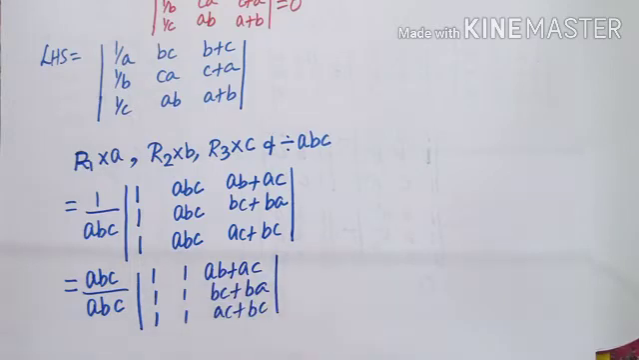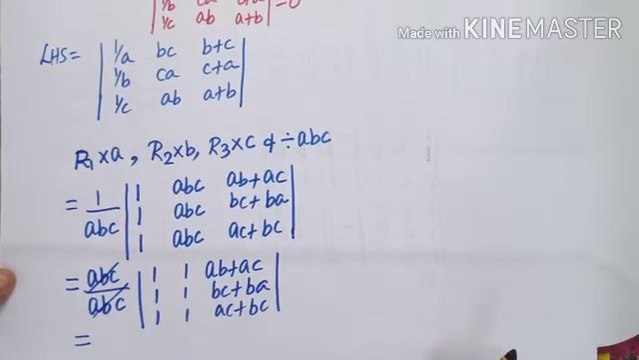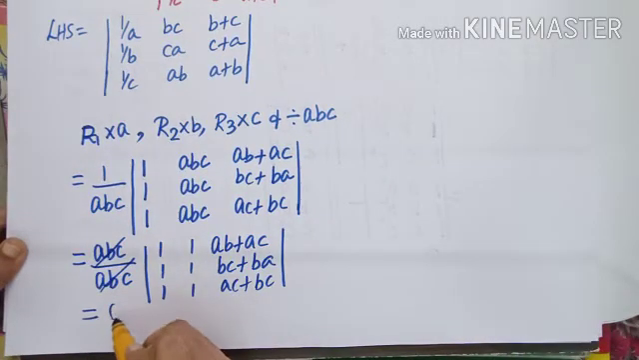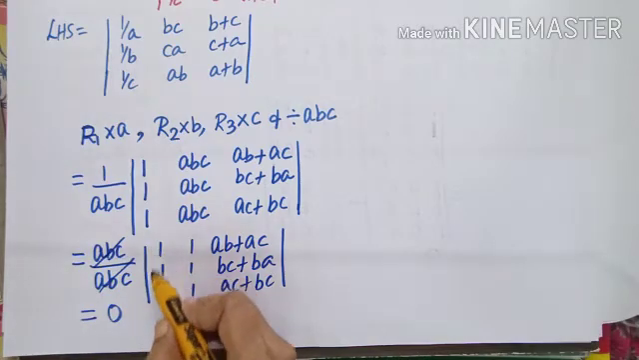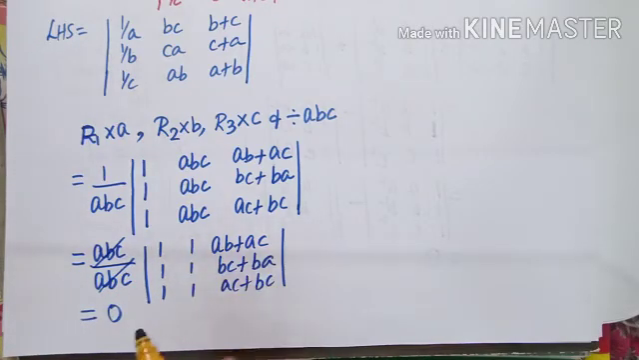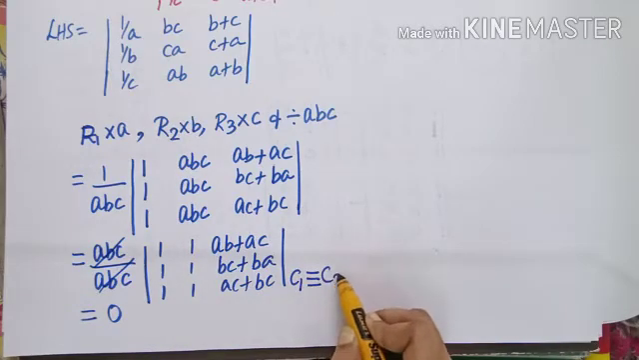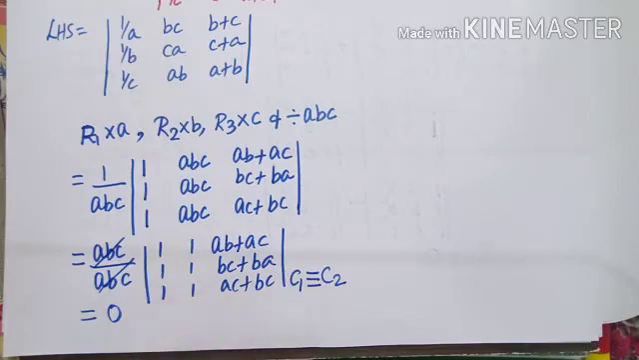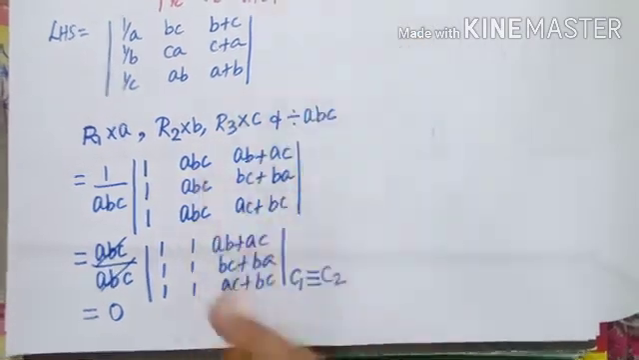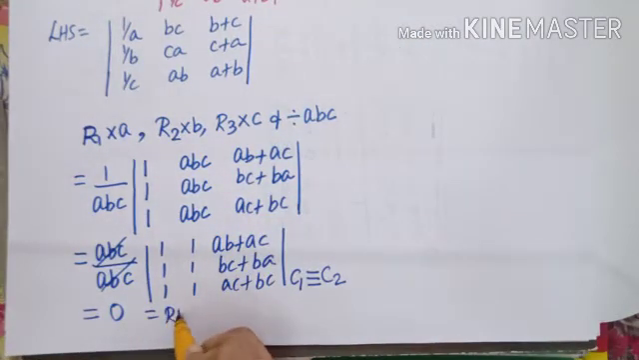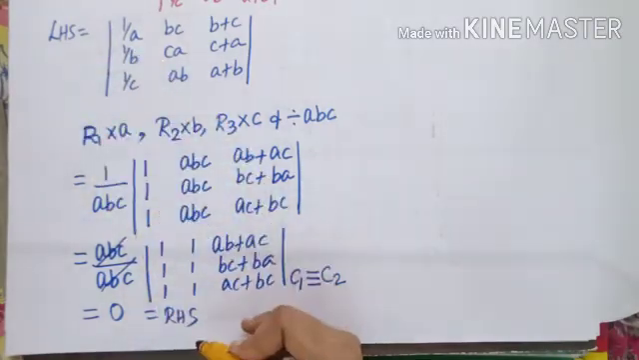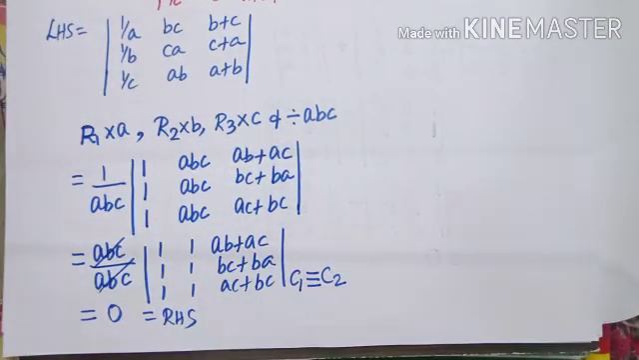Now what is my answer? ABC, ABC cancels and my answer is 0. Why do I say my answer is 0? Because column 1 and column 2 are identical. So we write it here, C1 identical to C2. It's a property in a determinant. Whenever two columns are identical, my answer is 0. And 0 is the RHS. So we started with LHS and we have ended with RHS. Hence the problem.